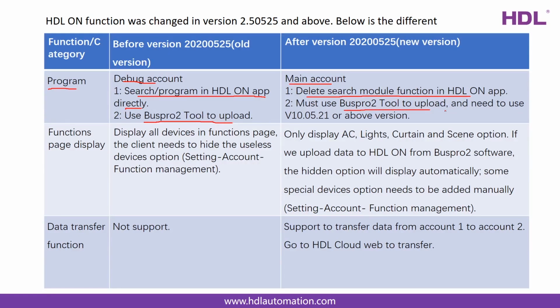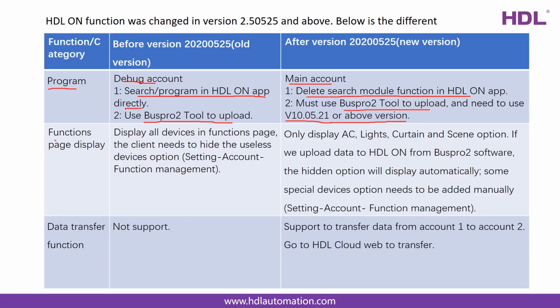And the version of Passport 2 is 10.05.210. So for now, we just need to use Passport 2 to upload the data to the HDL ON.